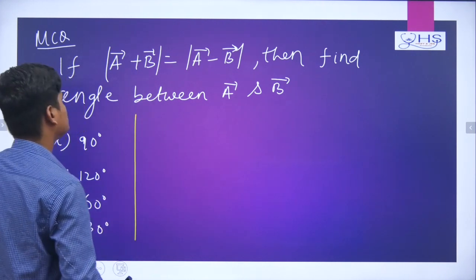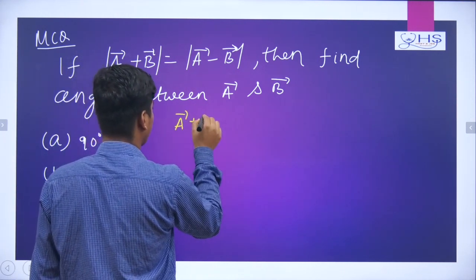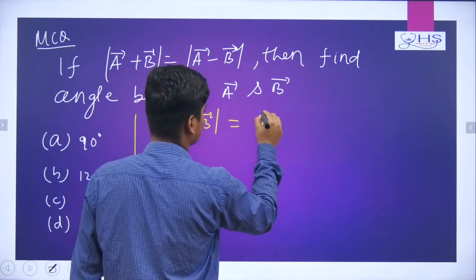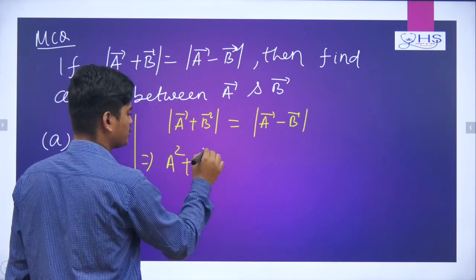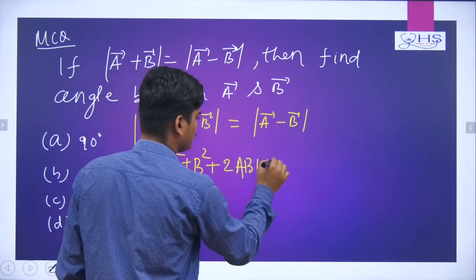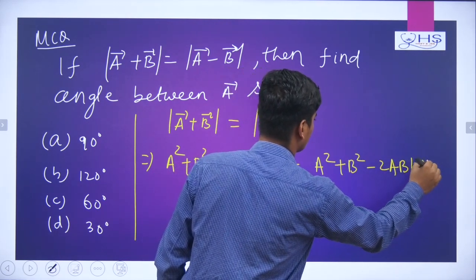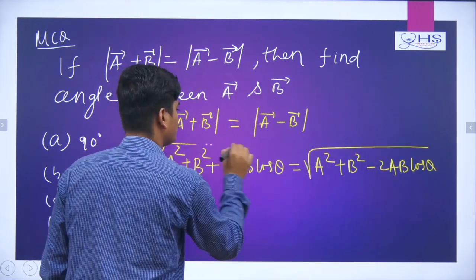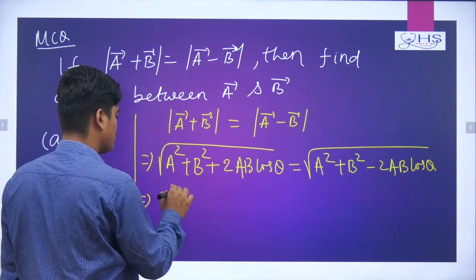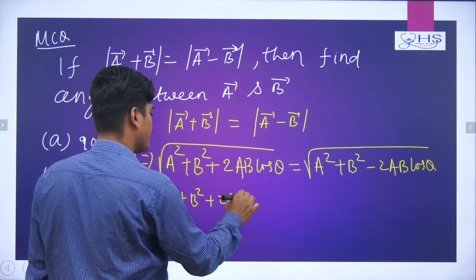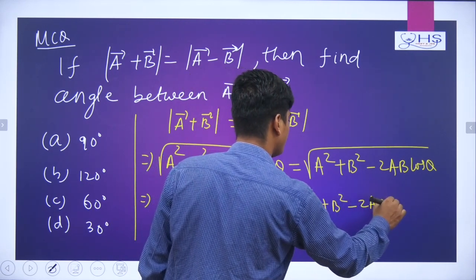Okay, now understand here. If the magnitude of A vector plus B vector is equal to the magnitude of A vector minus B vector, first take this condition. The magnitude of A plus B is root of A square plus B square plus 2AB cos theta, equal to root of A square plus B square minus 2AB cos theta. Now take the square on both sides. It becomes A square plus B square plus 2AB cos theta equal to A square plus B square minus 2AB cos theta.